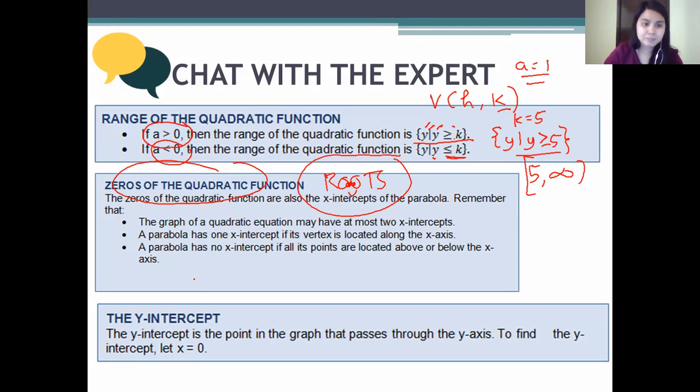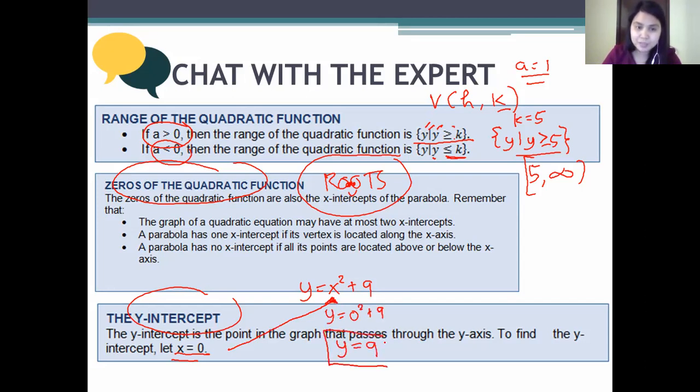The next one, the y-intercept. How to solve for the y-intercept? You need to let x equal to 0. Then solve for y. Example, y equals x squared plus 9. How to solve for the y-intercept? You substitute x to 0. So y equals 0 squared plus 9. So y is equal to 9.